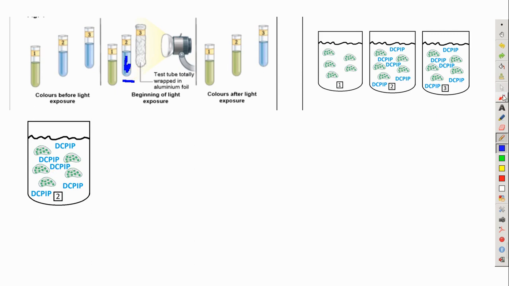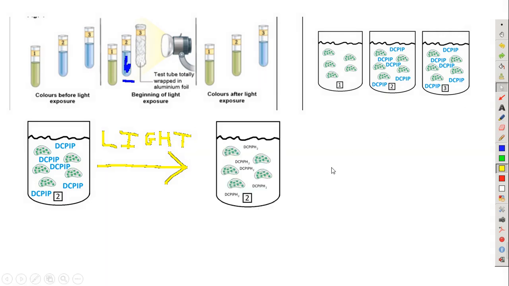We know that when it's exposed to light, there is a change. We go from a blue colour to a green colour. So this means that DCPIP has lost its blue colour. And we know that's possible when it's been reduced. When DCPIP has been reduced to DCPIPH2, it no longer has its blue colour. So that's exactly what's happened.